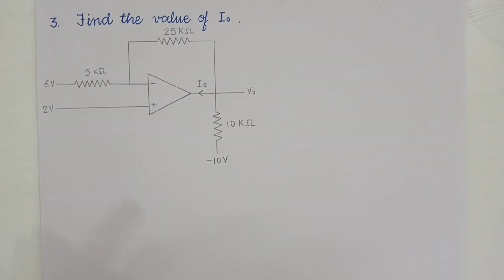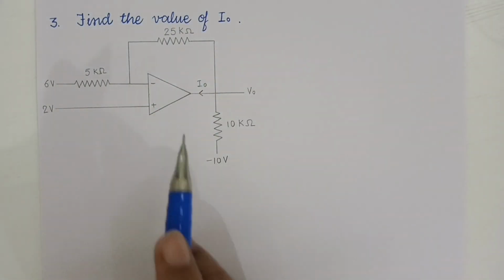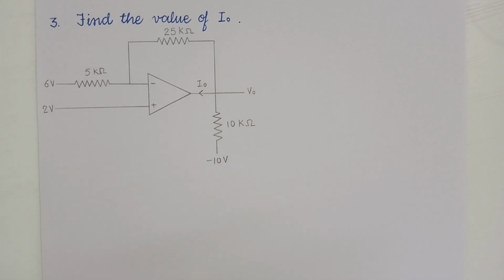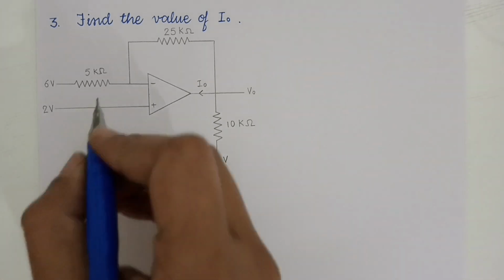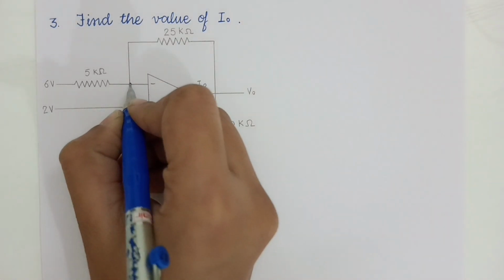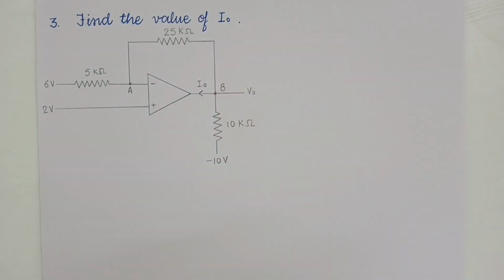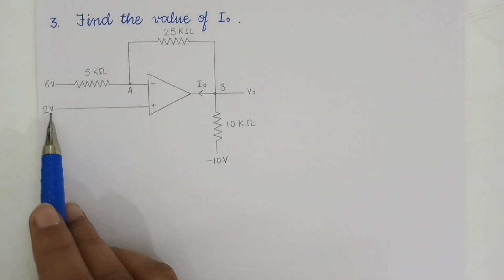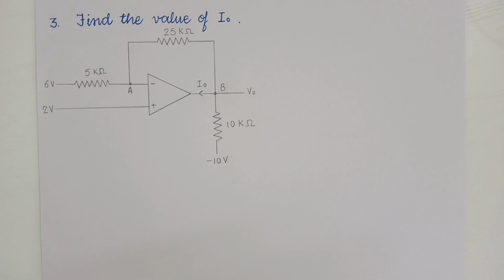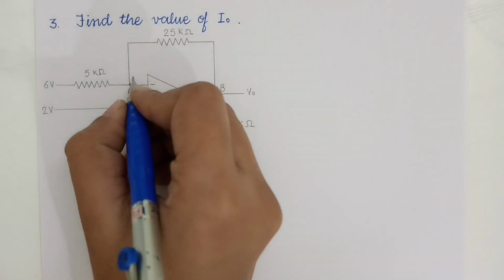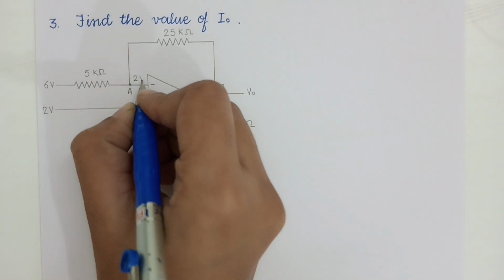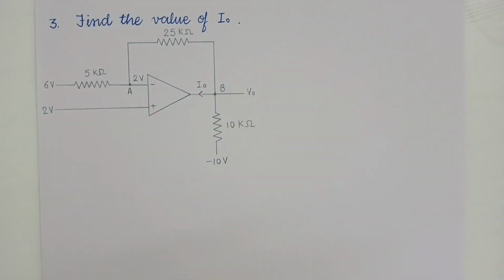So in this question, we have to find the value of I0, that is this current. So again, by using the same concept, that is incoming current is equals to the outgoing current. Now let's first mark the points. Let this point be A and this point be B. Now what about the voltage? Here we have the voltage supply of 2 volt. So again, by the concept of virtual ground, this point also has 2 volt.